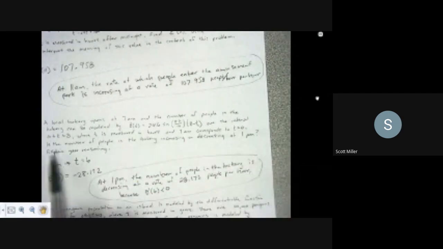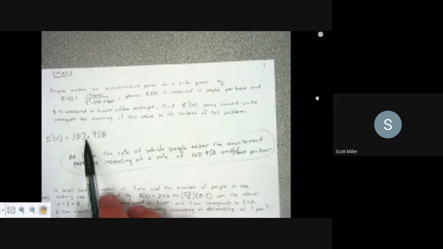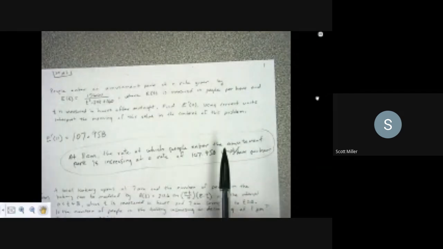So make sure you answer the question that they give you. Explain your reasoning is, here's my answer because of that. This one was just find this number and give it in context. So there's the number, okay, and there's the context. So make sure you answer fully the question that they're asking you, okay?